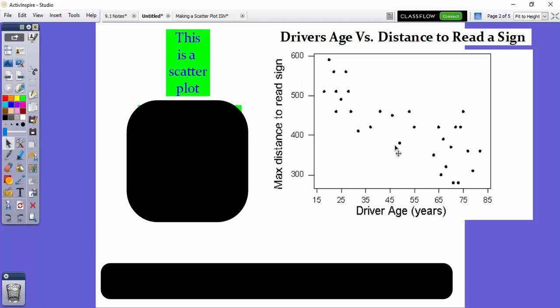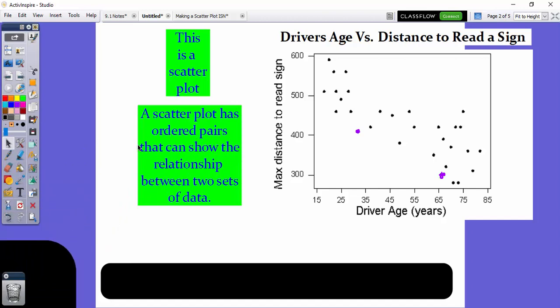And then I have all of these points in here. Each of these points represents a person whose age and distance to read a sign was recorded. So for example, this point right here, this person was probably about 66 years old, and the max distance they could read the sign was about 300 feet. So each of these individual points is a result from both sets of data. Now, a scatter plot has ordered pairs that can show the relationship between two data sets. So each point represents an ordered pair.